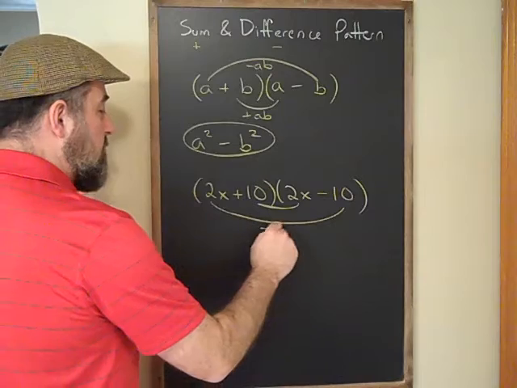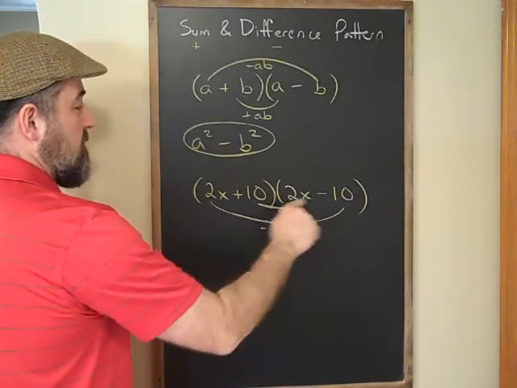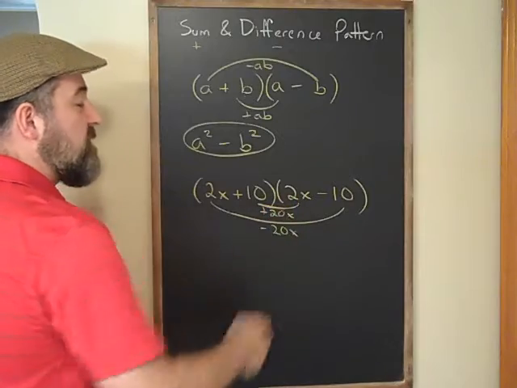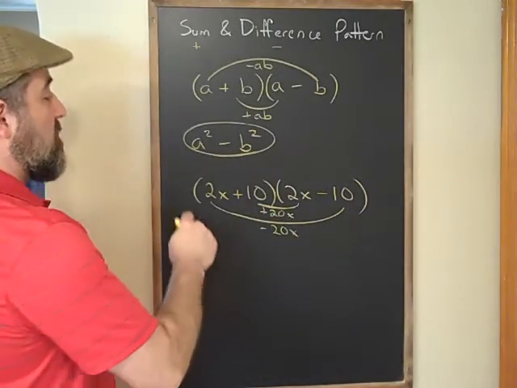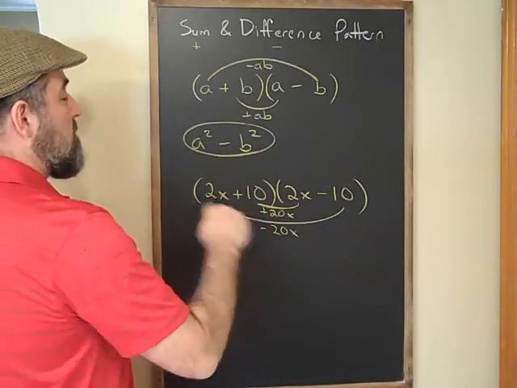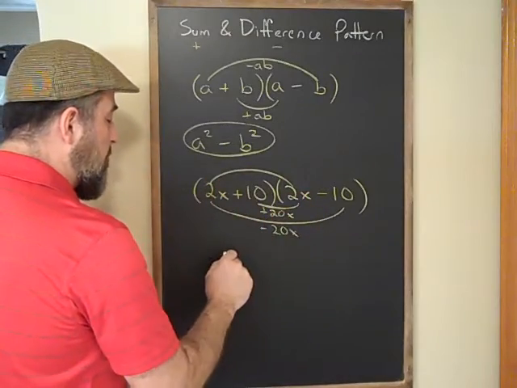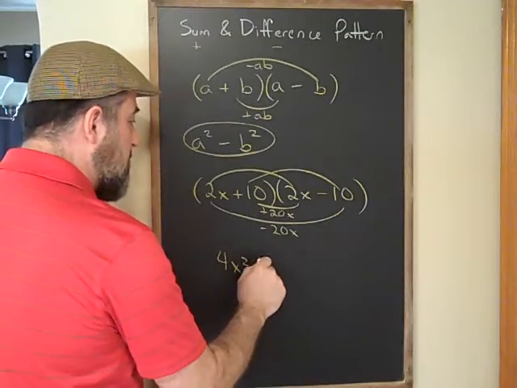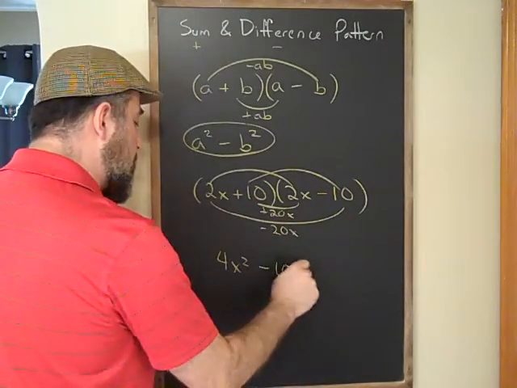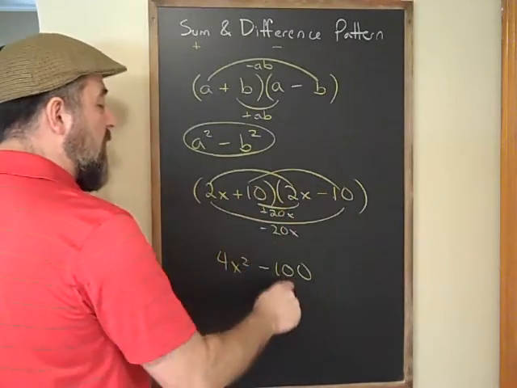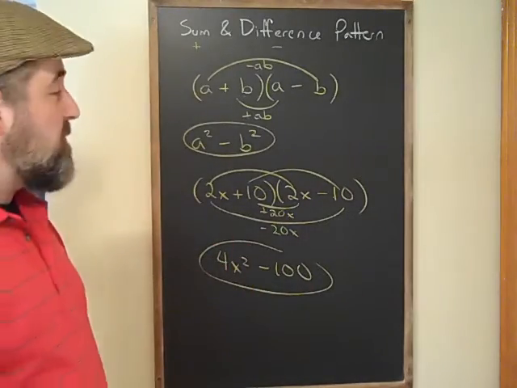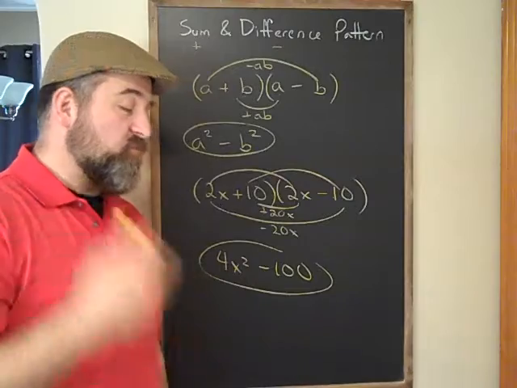2x and negative 10 is negative 20x. Positive 2x and positive 10 is positive 20x, and those add to be nothing. So whenever we multiply these, we're just going to have our first times our first, 4x squared, our last times our last, minus 100, because that's a positive 10 and a negative 10. And there's your answer. Notice it's only two terms, and it's because that middle term drops out.